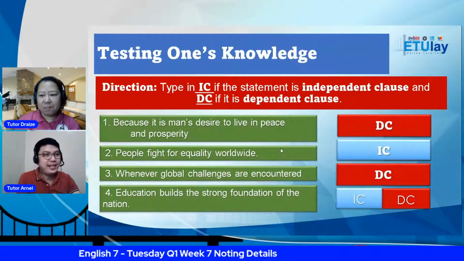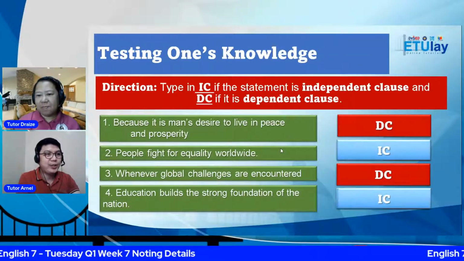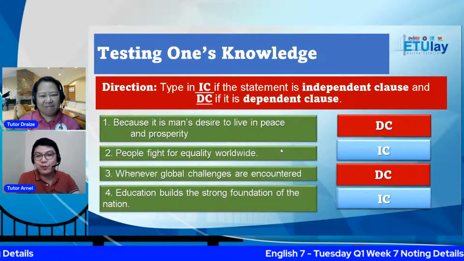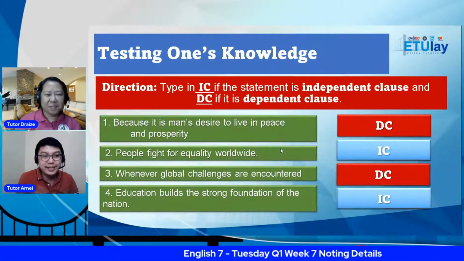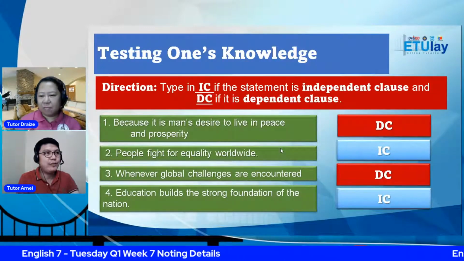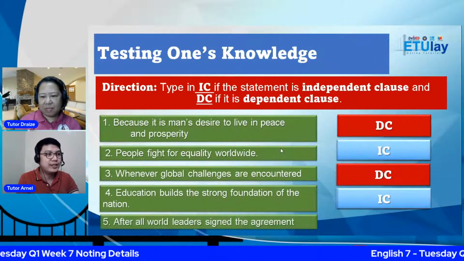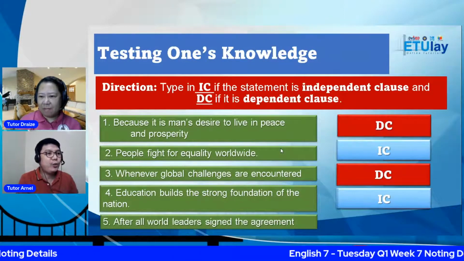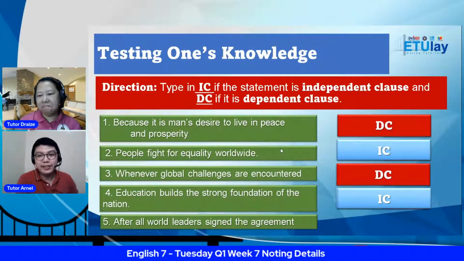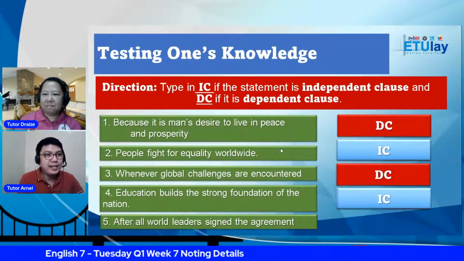All right, so let's see. Okay, the correct answer is IC. It's an independent clause. So class, number four simply expresses a complete thought. Okay. And of course, we have the last one for our testing one's knowledge. After all world leaders sign the agreement. After all world leaders sign the agreement. So is it IC or DC?